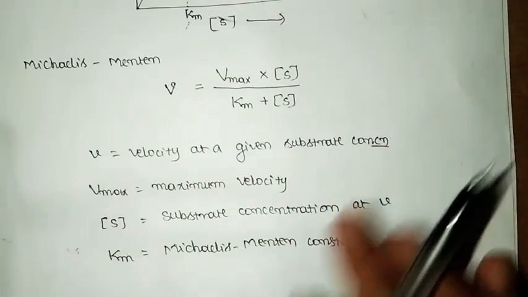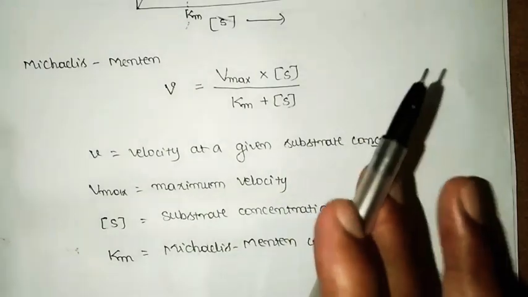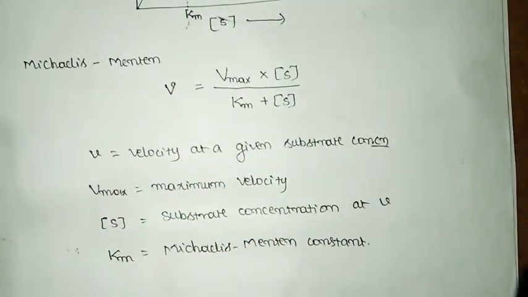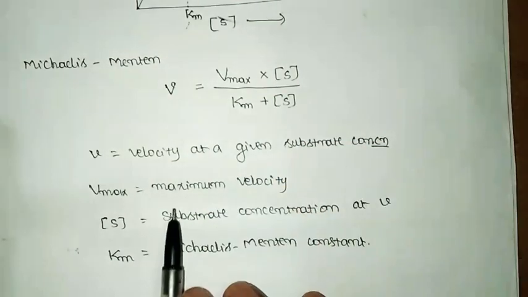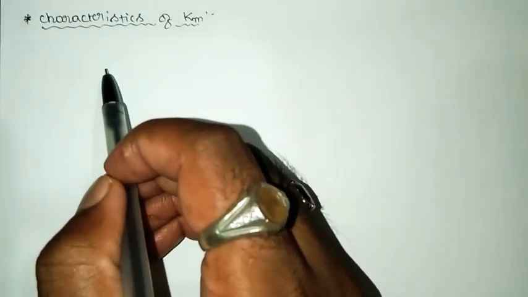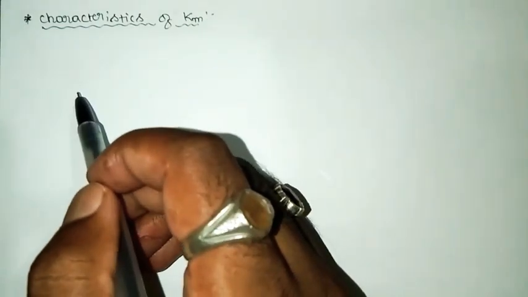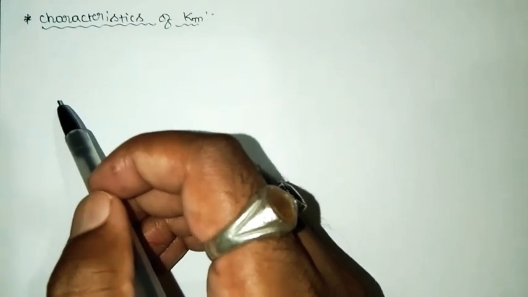site region of the enzyme, and we can get valid information regarding how enzyme catalysis actually happens and how the enzyme influences the rate of a particular chemical reaction based on the substrate concentration. So we said Km is the Michaelis Menten constant. Let us see the characteristic features of the Michaelis Menten constant, that is Km.